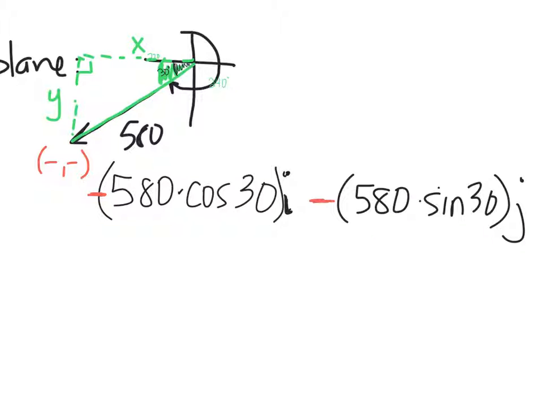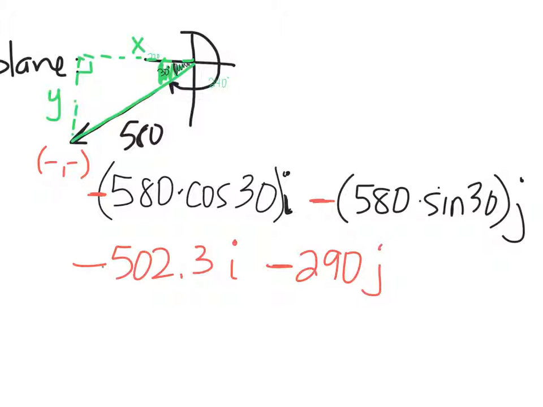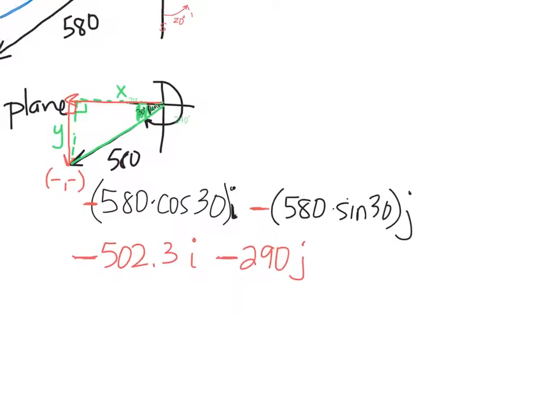So 580 cosine of 30 and 580 sine of 30 means we have a negative 502.3 x component, and we have a negative 290 y component. Okay, so those are the components of my airplane in a linear combination form. So negative 502 to the left and negative 290 down are the two components that would give me a 580 hypotenuse. Okay, so now I'm going to do a similar thing with the wind.